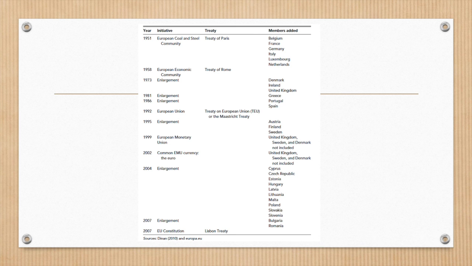Okay, so next one, this is the table of the history of the EU, or European Union. So in 1951, the initiative was the European Coal and Steel Community, Treaty of Paris, with members Belgium, France, Germany, Italy, Luxembourg, and the Netherlands, and the rest is like 1959, 58, 73. Well, in this table, this is the history of the European Union.